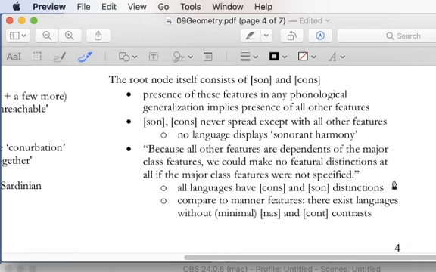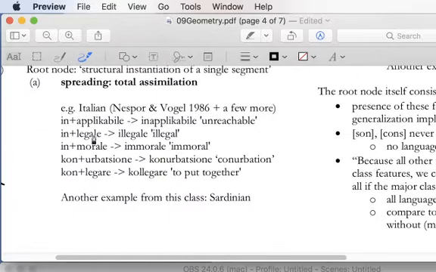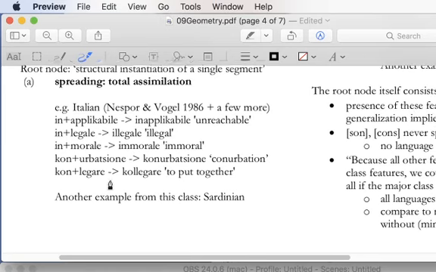And so we can capture that by saying that, well, these are the root node. And if they do anything, then everything underneath them has to do it as well. That's why they never operate by themselves. So the idea here is that sonorant and consonantal never spread except with all other features. So we don't have any language that shows sonorant harmony within a word or consonant harmony where all the sounds have to be consonants or non-consonants or something like that. So when these features spread, and they do spread in examples like this in the Italian total assimilation case, they take all the other features with them because they are at the top of the feature geometry tree and they can't spread without everything else spreading.